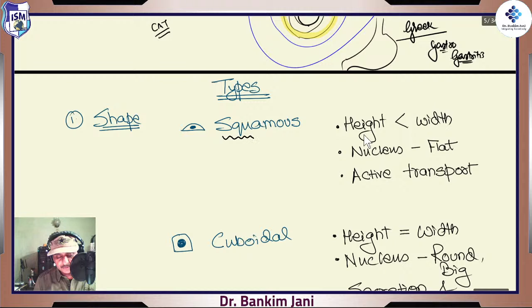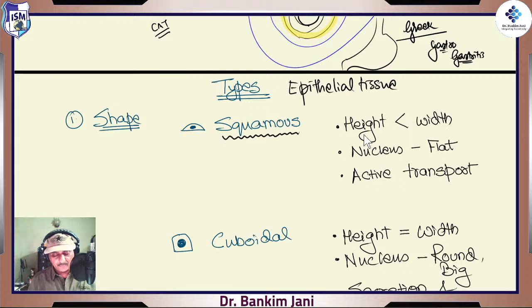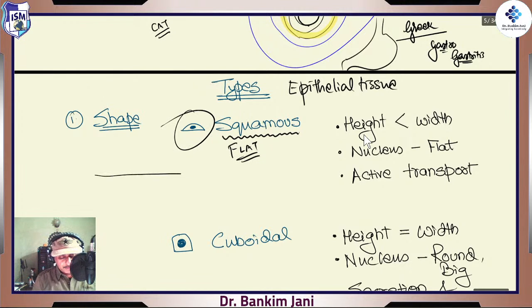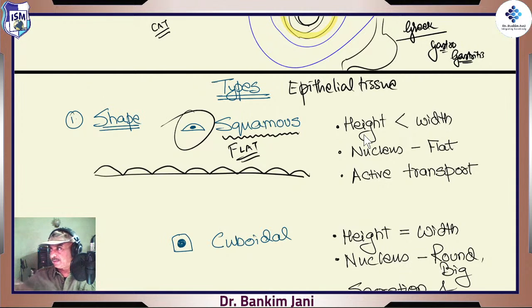squamous, this is the first word which is coming up, squamous. We are talking about epithelium, right? So the first word which is coming up, epithelial tissue, it is squamous. Squama means flat. This means it is flat. Yes, so this would be the shape. It means these cells will be arranged like this, right? One after another.